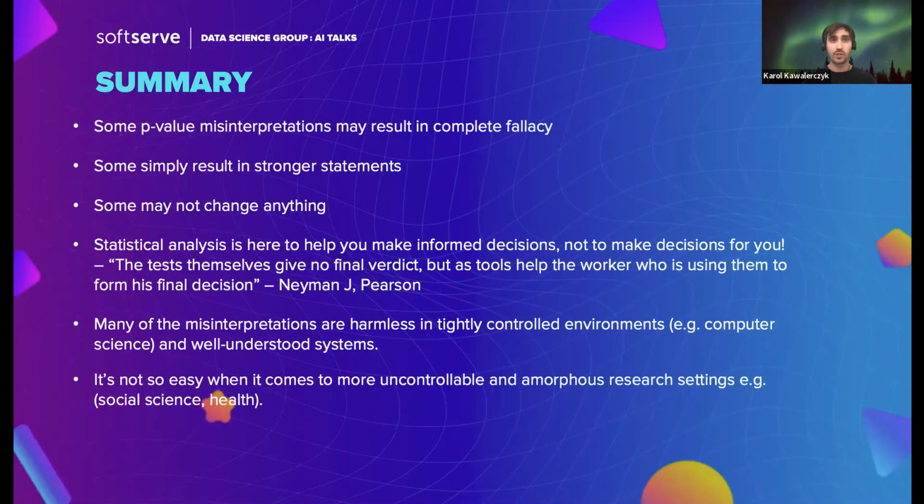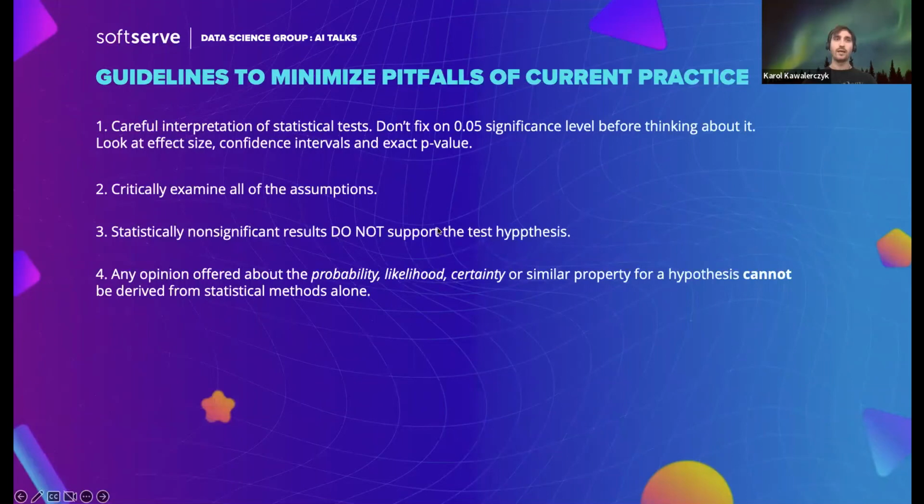For example, in social science and health, based on this research, it affects our life. It affects what drugs we take. It affects what food we eat. It affects what we actually do in our life and how we perceive it. And in this part, it's very important to spread the knowledge about the p-value and to understand it the right way. What can we do to minimize the pitfalls of current practice?